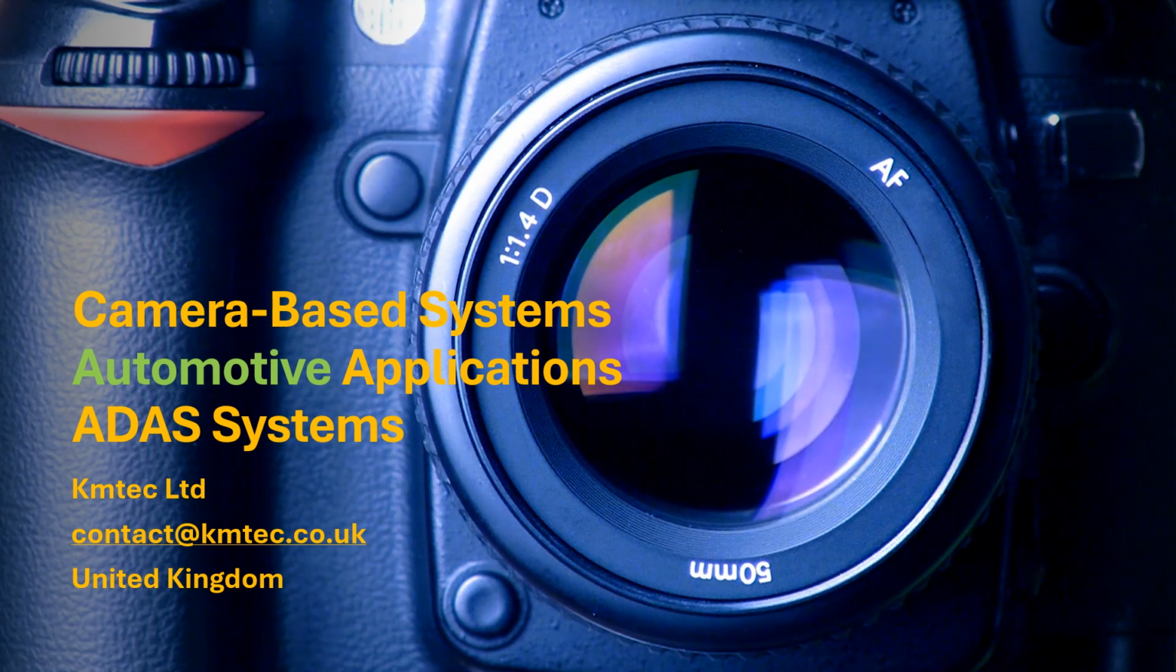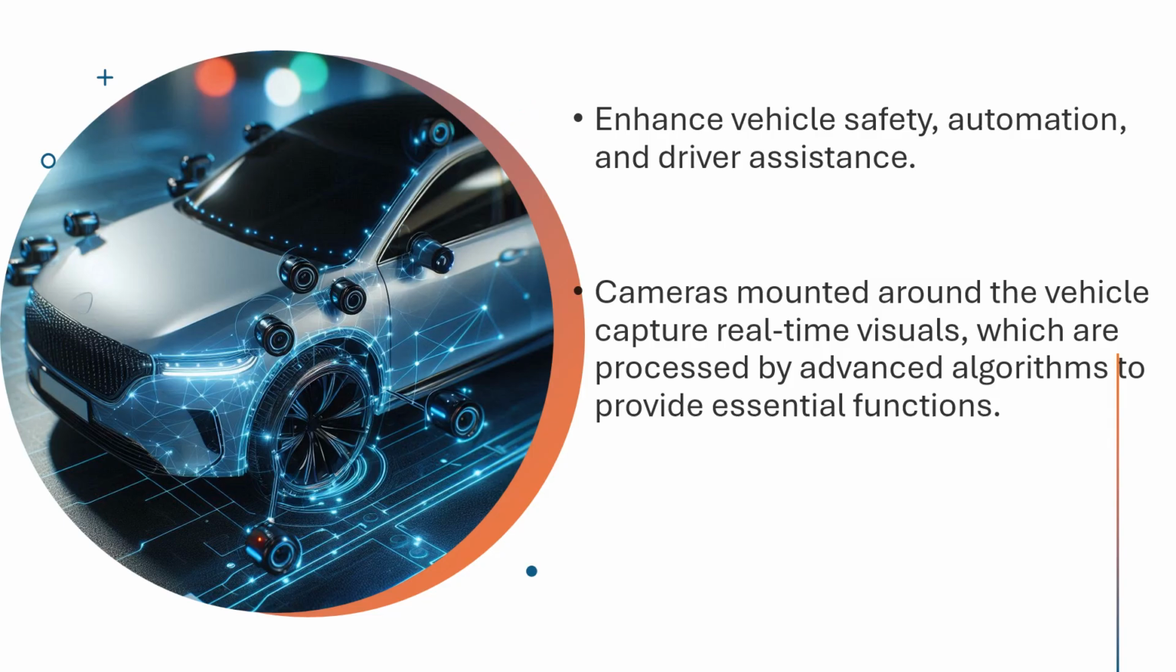Camera-based systems in automotive play a very crucial role in enhancing vehicle safety, automation, and driver assistance. These systems use camera as the main source of information, mounted at various points around the vehicle to capture real-time visual information, which is then processed by sophisticated algorithms to provide critical functionalities. Here are some of the main systems.